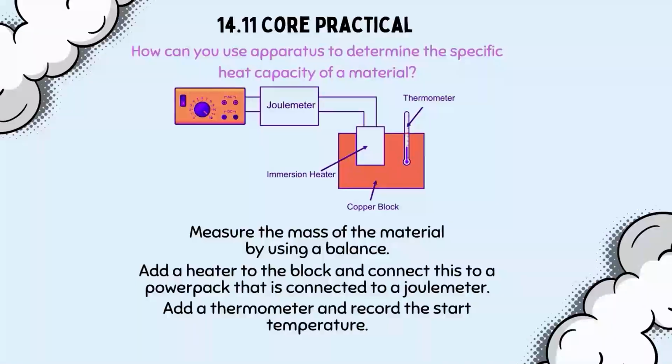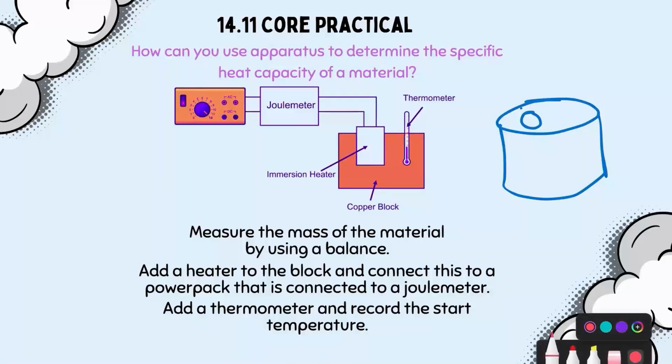This core practical is how can you use apparatus to determine the specific heat capacity of a material. So if you understand the apparatus, it makes the whole experiment so much easier. So you've got your metal block. It usually looks like this, and it has a hole inside it so that the immersion heater can enter. So you put the immersion heater inside there.